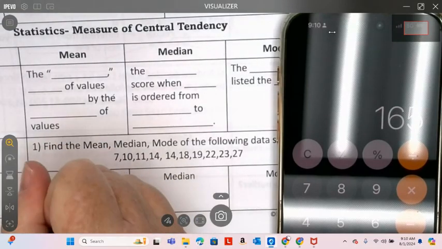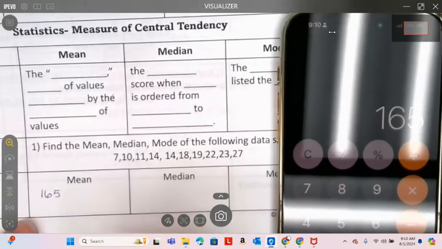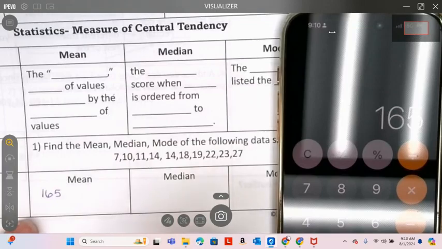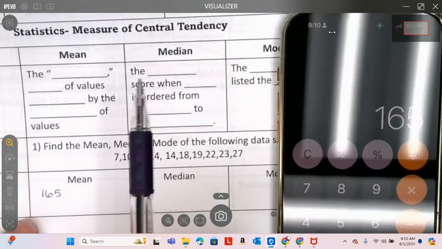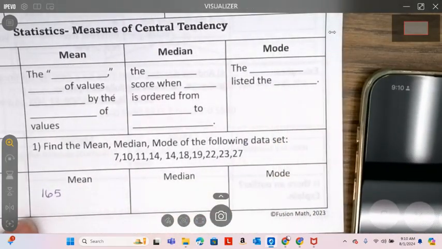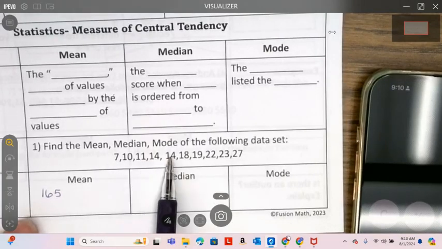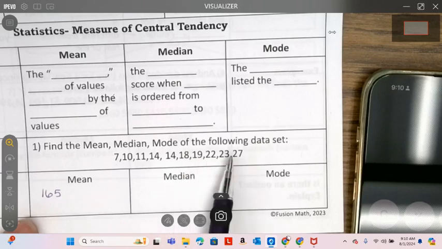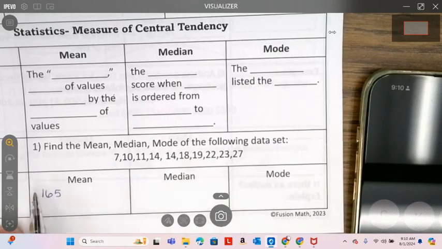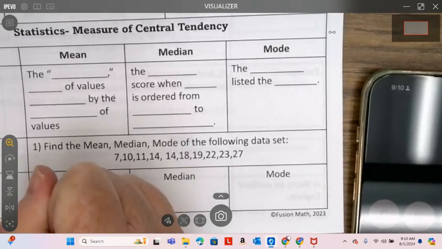So the first part is going to be to add your data points together. And then if you remember, looking back at your notes, the second part of finding the mean is going to be to divide by the number of points in our data set. So I have 1, 2, 3, 4, 5, 6, 7, 8, 9, 10 different points in my data set. So I'm going to take this sum, 165, and I'm going to divide it by 10.